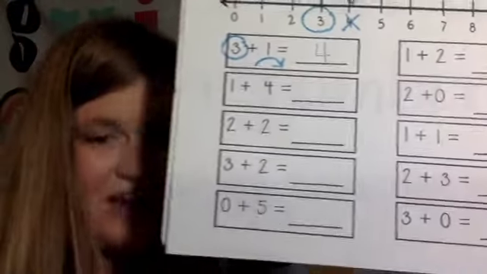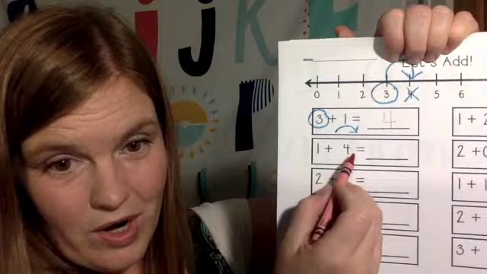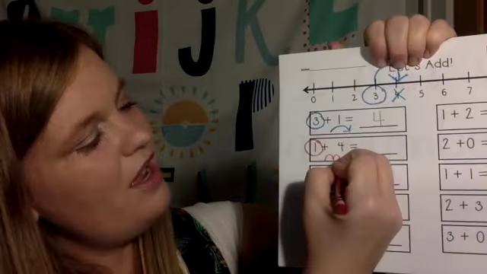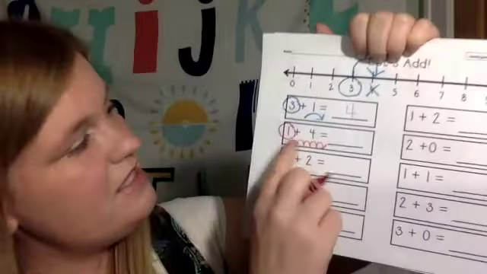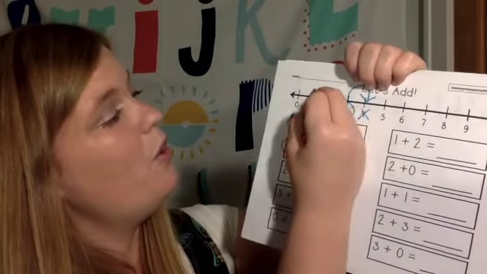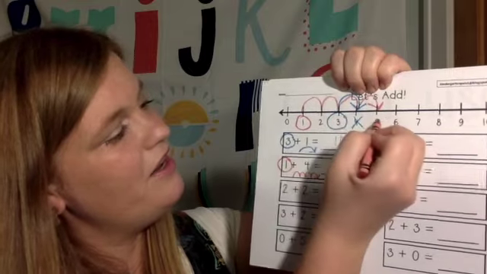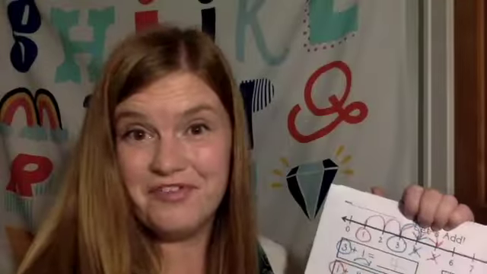I'll show you again with another color. Here I have 1 plus 4. I'm going to start at the number 1, and I'm going to frog jump 4 on the number line. Start at the 1 and jump 4. 1, 2, 3, 4. Where did I land? I landed at the number 5.